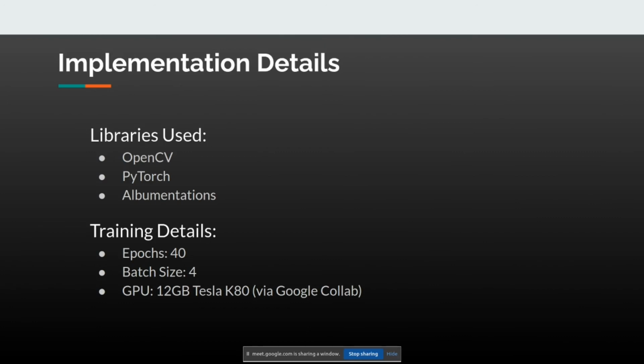For the training details, we did about 40 epochs. Each batch size was 4, so in each iteration, 4 images get processed at a time. We used Google Colab, which was really fun to work together on. It has 12 gigabytes of RAM on a Tesla K80.